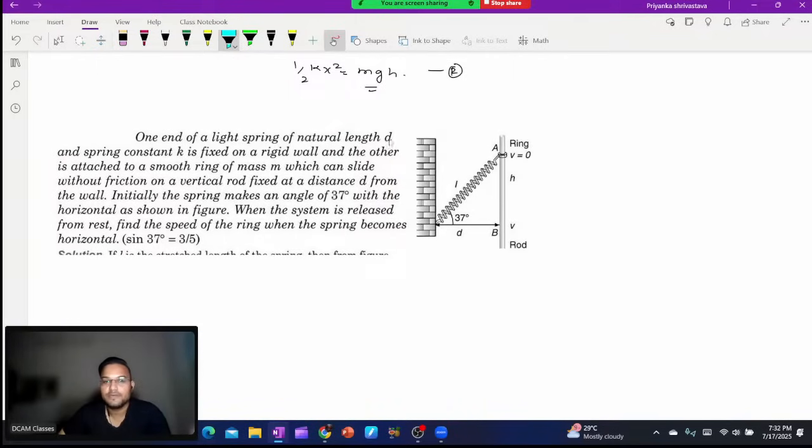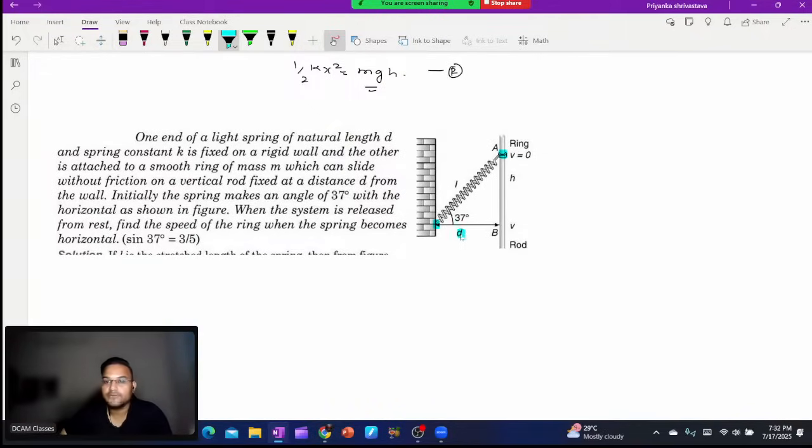One end of a light spring of natural length d and spring constant k is fixed on a rigid wall. This is your rigid wall. The other end is attached to a smooth ring of mass m. This is your ring, which can slide without friction. It can slide up and down without the friction. There is no friction between the ring and this.